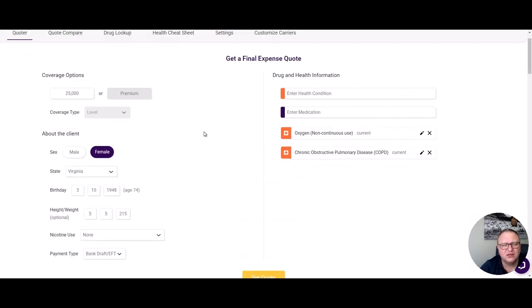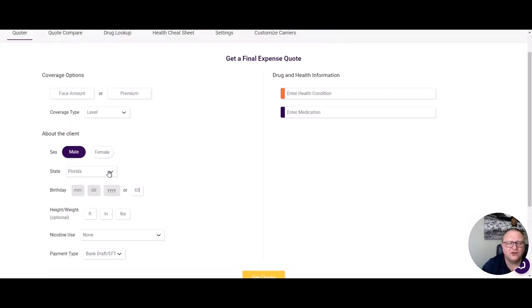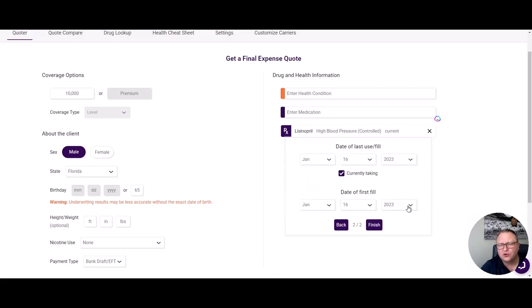So let's just say you are age 65, and we'll put you in the state of Florida, and you're looking for $10,000 in coverage. You're taking lisinopril. Again, I just want to use this example so you guys can have a better understanding of this product. Let's say you have it controlled, and you've been taking it for 3 years.